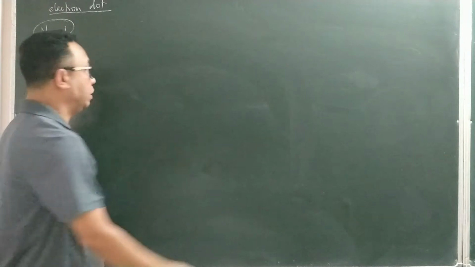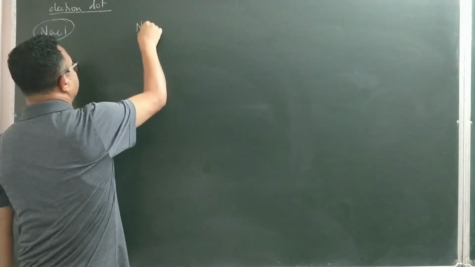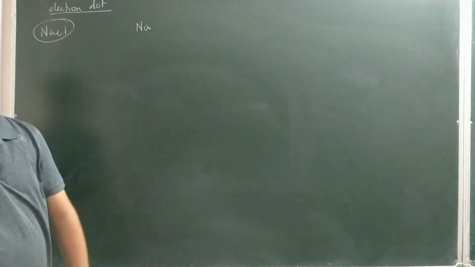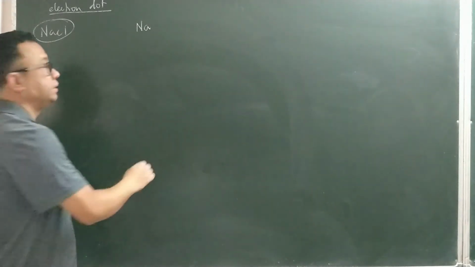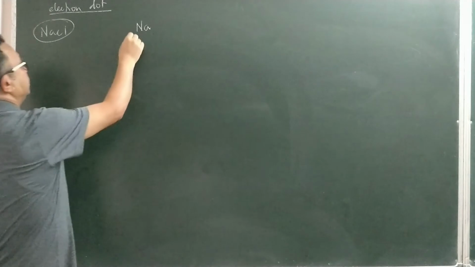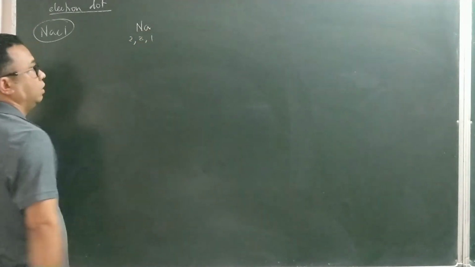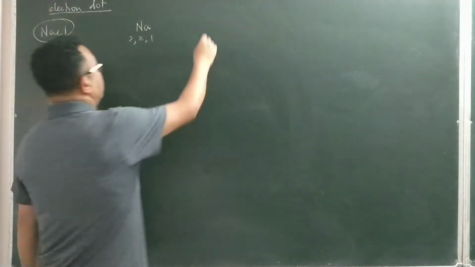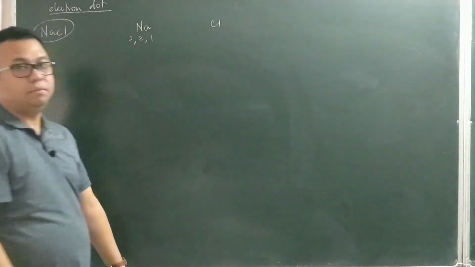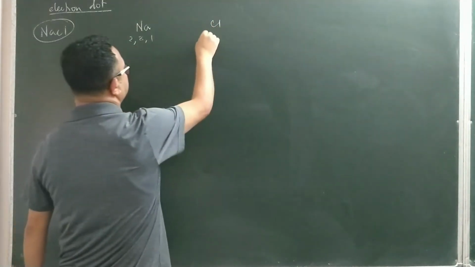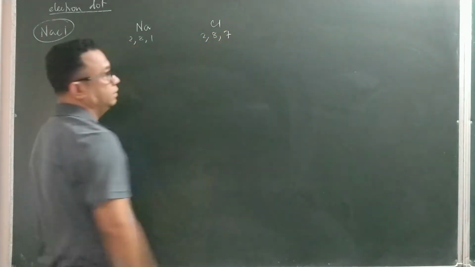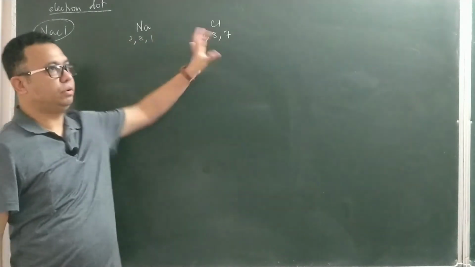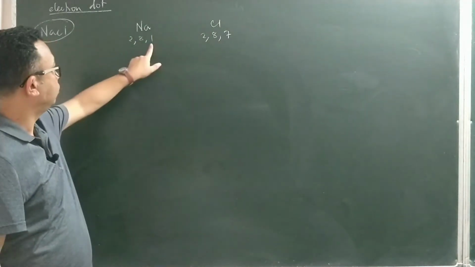Okay, I am going to show you here. Sodium, you know from the periodic table chapter, is the 11th element of the periodic table. So the 11th element means the configuration of sodium is 2, 8, 1. In fact, the outermost shell is 1. Chlorine is the 17th element, which means it is 2, 8, 7. Now I wrote the configuration, but in our electron dot we don't require the configuration, we require only the electrons in the outermost shell.